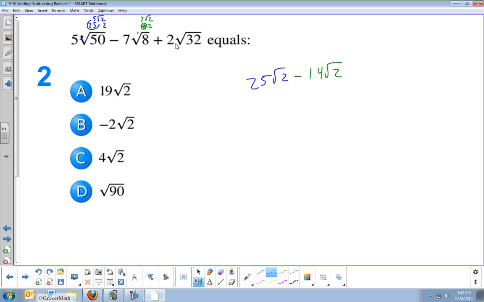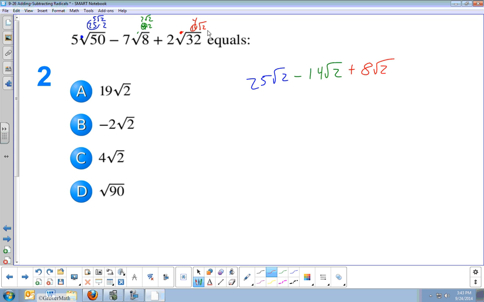And so this last one, rad 32, well, it'd be nice if it came out to be something rad 2, and so that's the first thing I should check. And it does. 16 times 2 is 32. And so the 16 is going to simplify to be a 4. So 4 times the 2 in the front is going to be plus 8 radical 2.